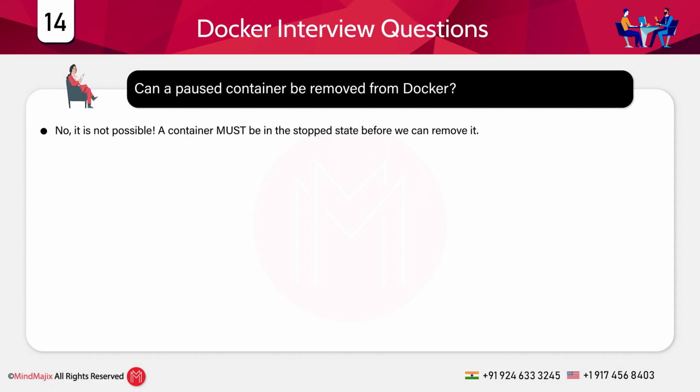But there is a command, docker container rm -f container id, by using which the running container will be removed. So what happens in the background when using the rm -f command? This will first stop the container and then remove it.